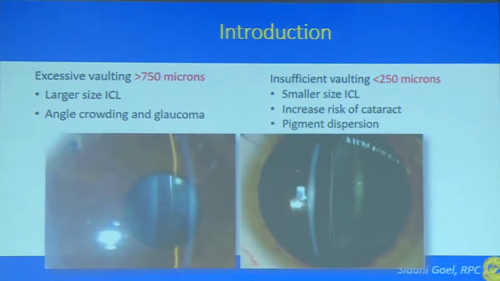Excessive vaulting, that is greater than 750 microns, could result from a larger sized ICL and can lead to angle crowding and glaucoma, which we can again see in the image presented below. Insufficient vaulting, which is less than 250 microns, could result from a smaller sized ICL and can lead to increased risk of cataractogenesis and pigment dispersion.